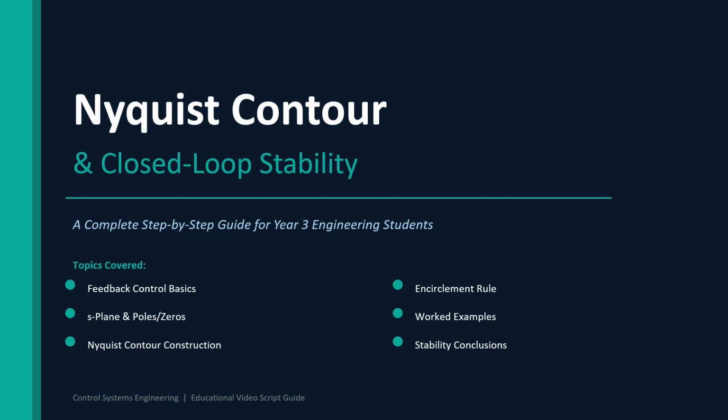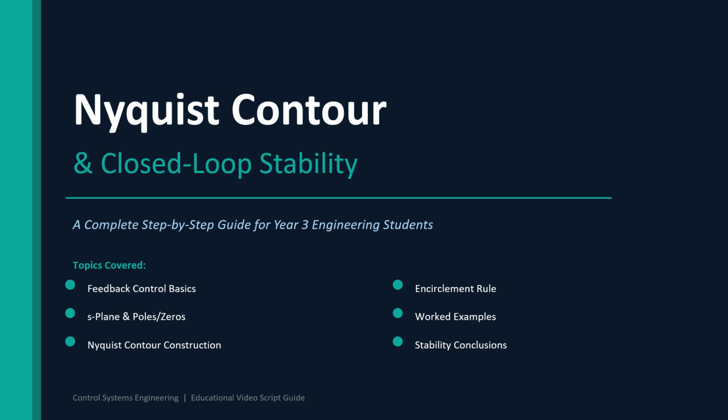Today I am going to explain a very important topic in control system engineering called Nyquist contour and closed loop stability. This topic helps us understand whether a system is stable or unstable before we build it in real life. In this presentation, I will explain everything step by step in a simple way.